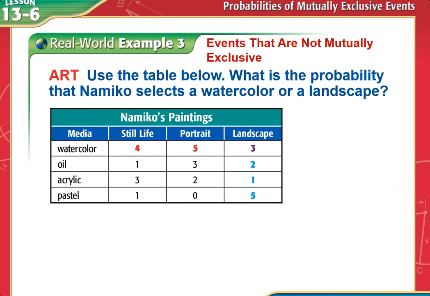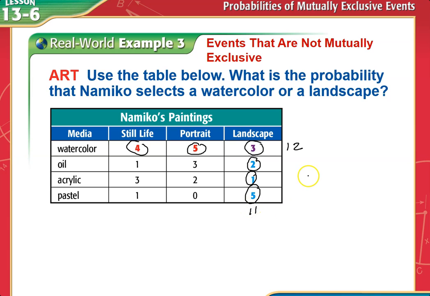What's the probability that Namako selects a watercolor or a landscape? A watercolor includes these three, right? Or a landscape, which would include these others. So we have 12 this way, right? For the row, watercolor. In the landscape, we have 11.